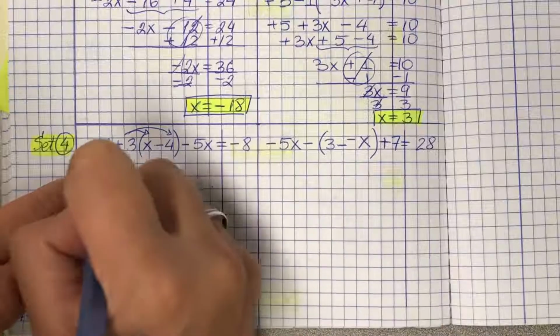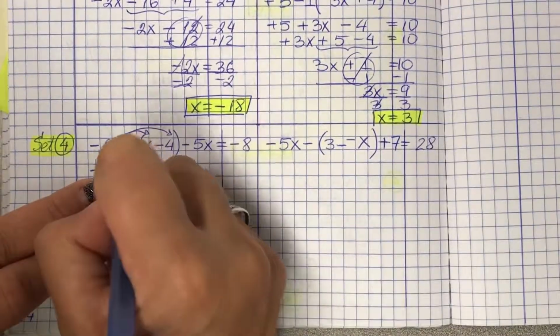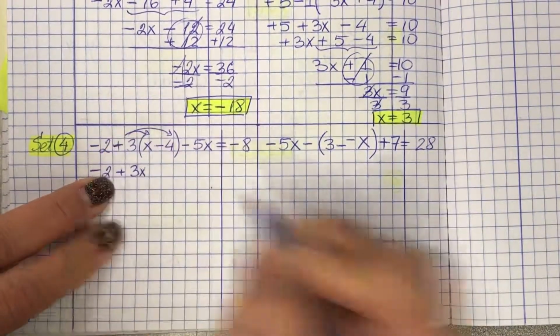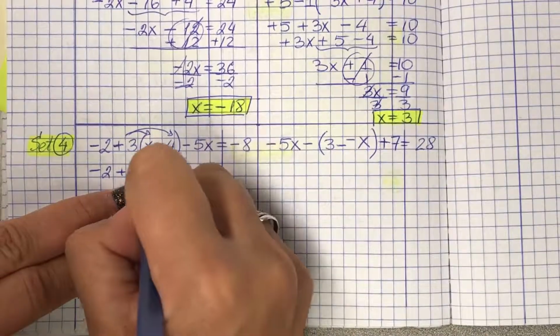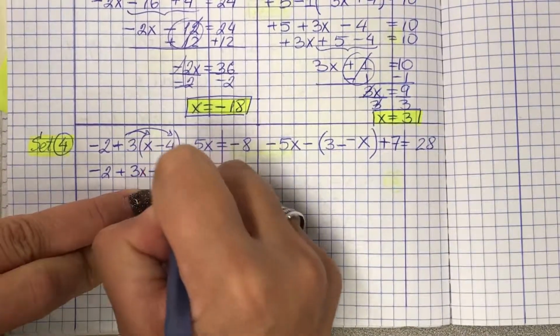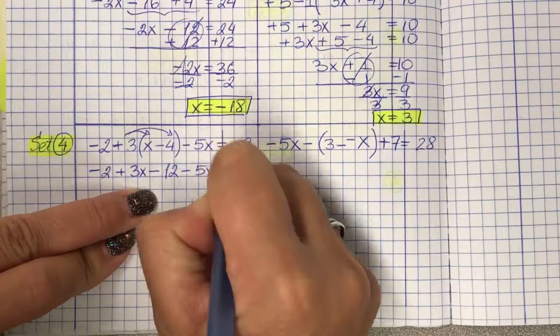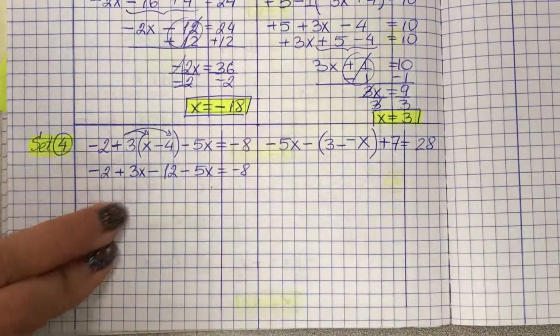Negative 2 has nothing to do with it, so we just bring it down. Then 3 times x is 3x. Positive times negative is negative 12. Minus 5x equals negative 8.